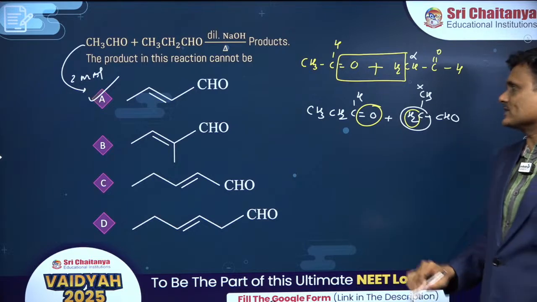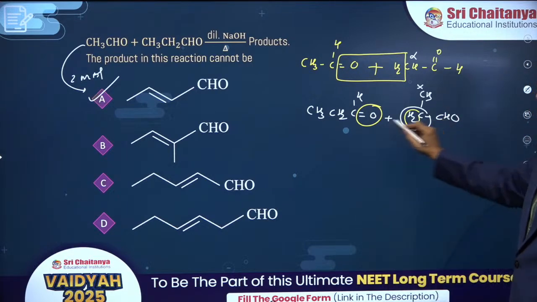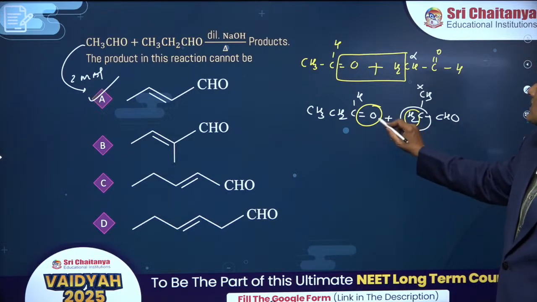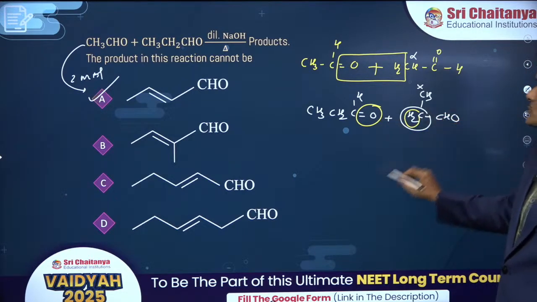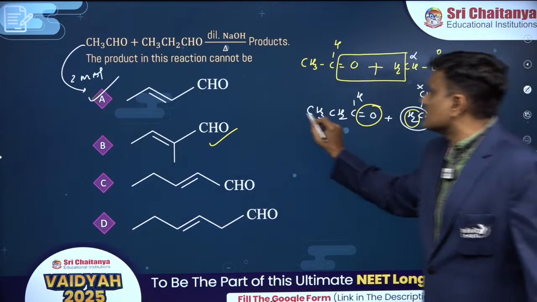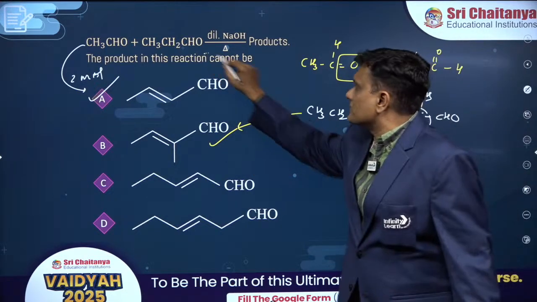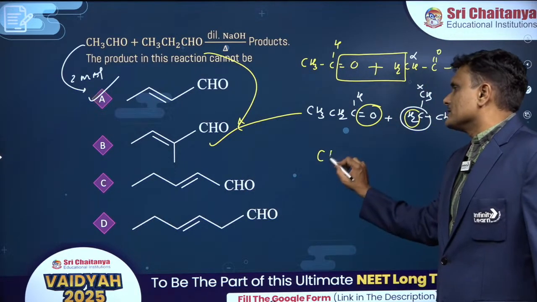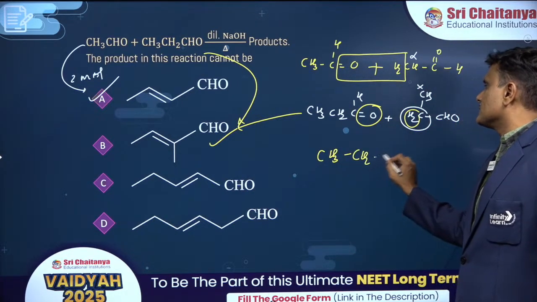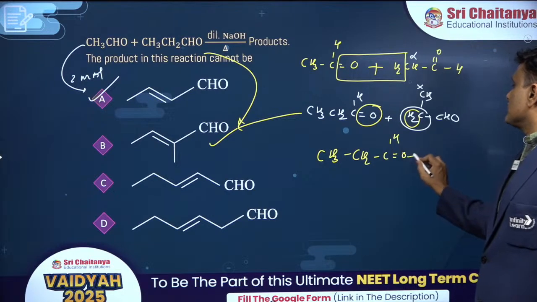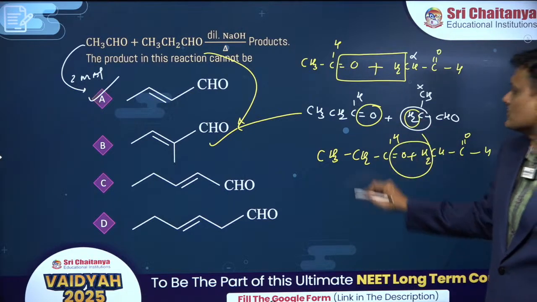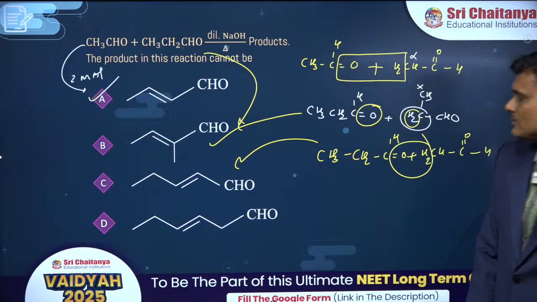Now listen, when you are removing this, what's the product obtained? CH3CH2CH=C(CH3)CHO, this one. You can see that this is the product obtained if I take 2 moles of this. And what about this? Yes, it is also obtained. How do you get that? CH3CH2CHO plus CH3CHO. You remove H2O, you will get this as well. But how do you get this?